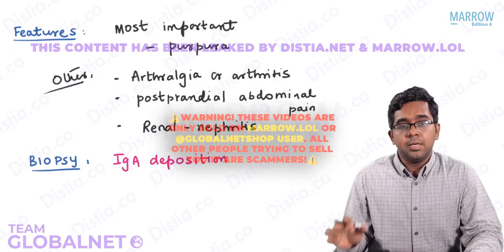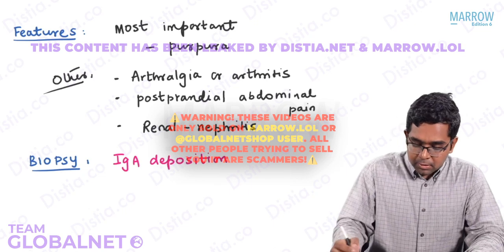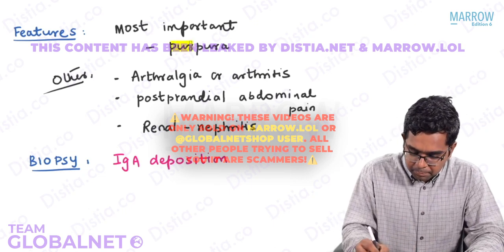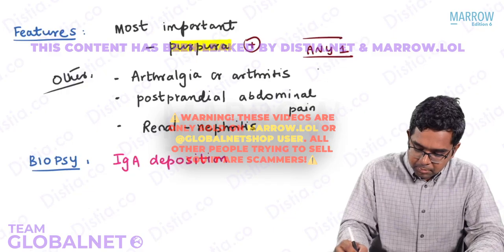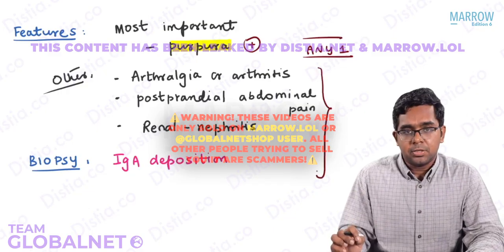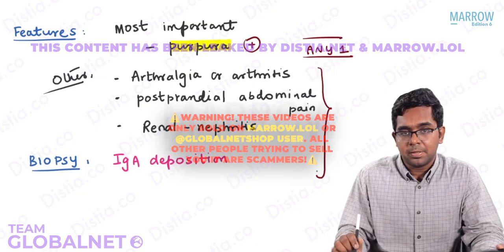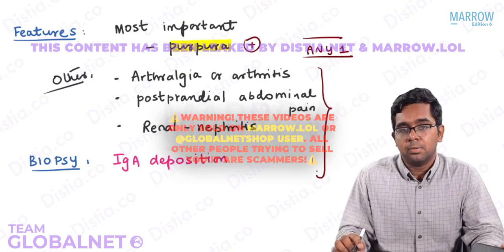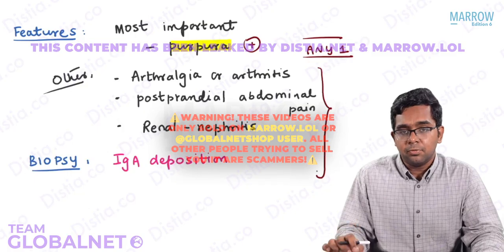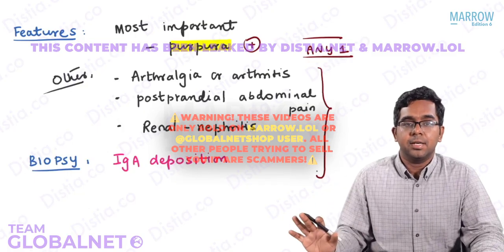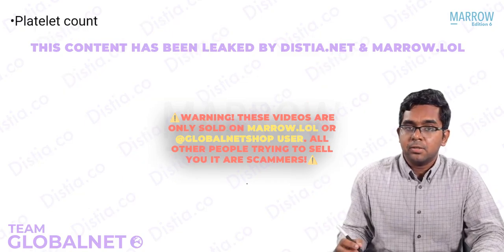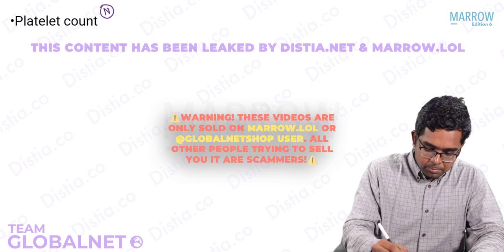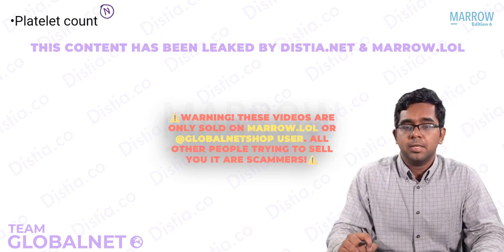Now, to make your diagnosis of Henoch-Schönlein purpura, the most important feature is the presence of purpura. And along with the purpura, any one of the four which I have written below should be present. The child should have either arthralgia, arthritis, or postprandial abdominal pain, or renal manifestation, or a biopsy showing IgA deposits. If any one of these is present along with purpura, then your diagnosis is Henoch-Schönlein purpura. So as I have said before, what happens to platelet count in HSP? It is absolutely normal, because it's a non-thrombocytopenic purpura.